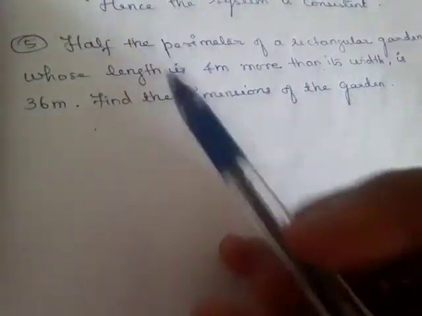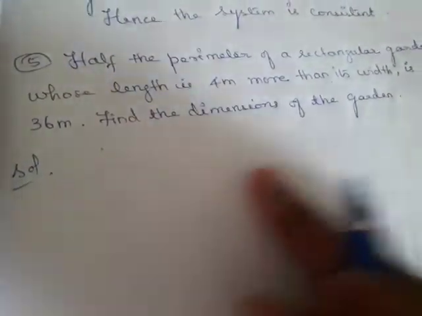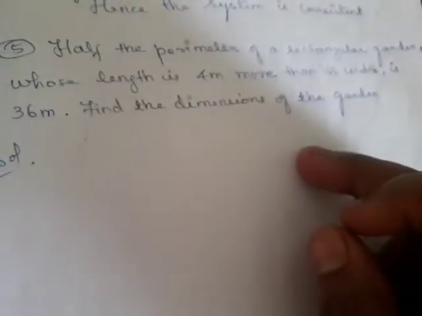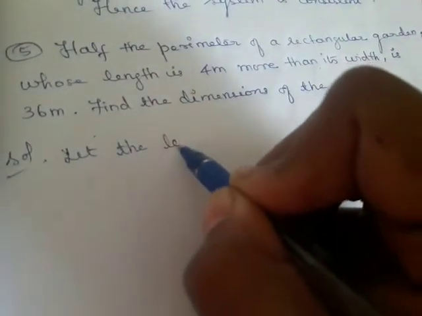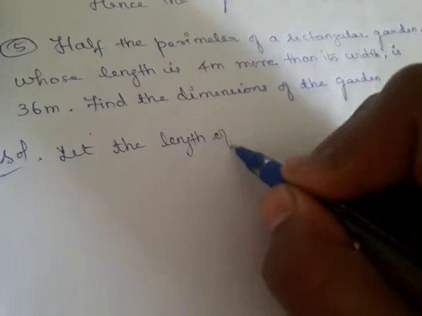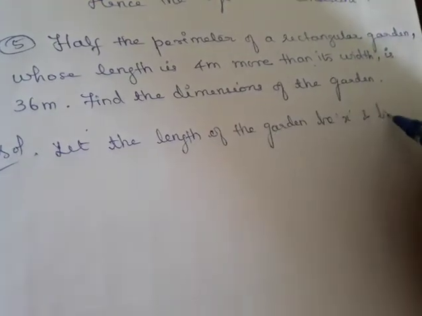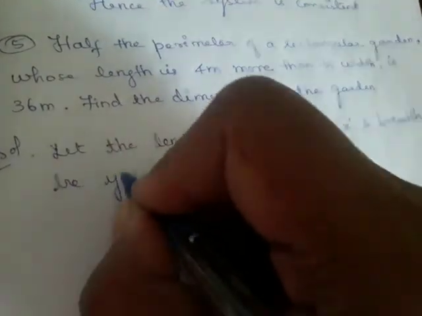So, half the perimeter of a rectangular garden. So first, what is the perimeter of a rectangular garden? And before getting into this, first we should make our assumption. Find the dimensions of the garden. So your assumption should be the dimensions of the garden, and it is clearly a rectangle. So your dimensions will be length and breadth. So let the length of the garden be x and breadth be y, right? Length we have taken as x and breadth as y.